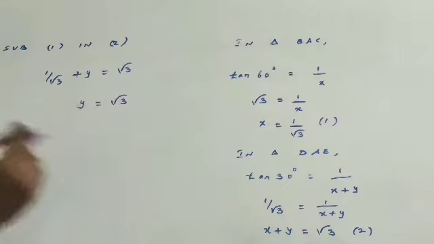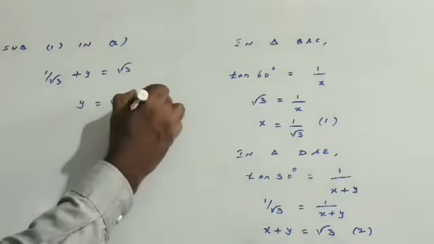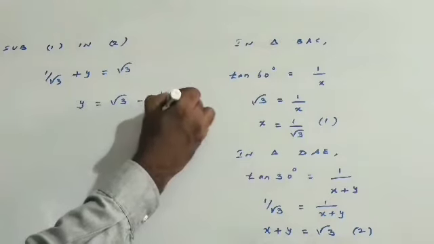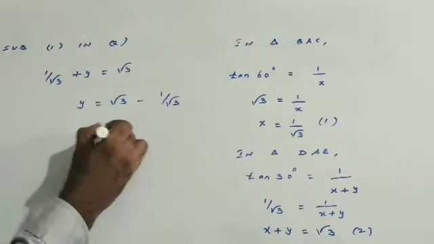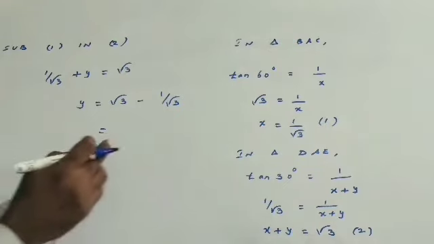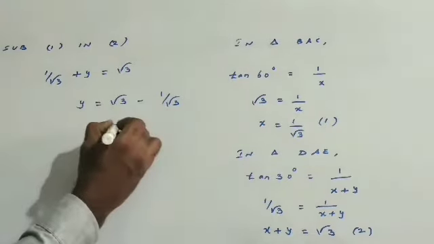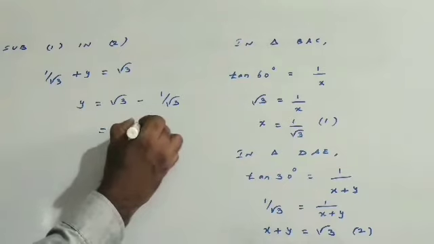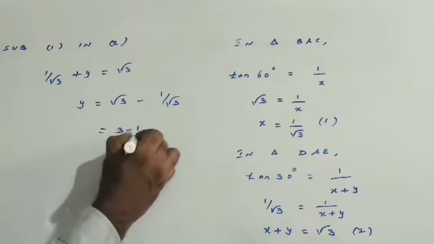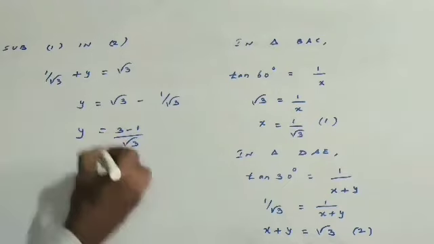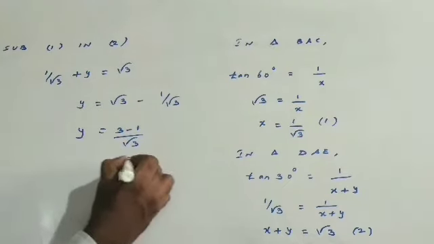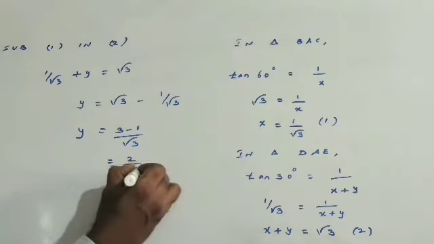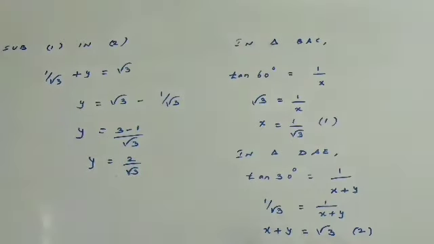Now bring the value 1 by root 3 to the right side, so the sign will change. It becomes minus 1 by root 3. Now you have to cross multiply, root 3 into root 3 is 3, minus 1 by root 3. 3 minus 1 is 2 by root 3. So now we get the value of y. Now they are asking the speed of an aeroplane.